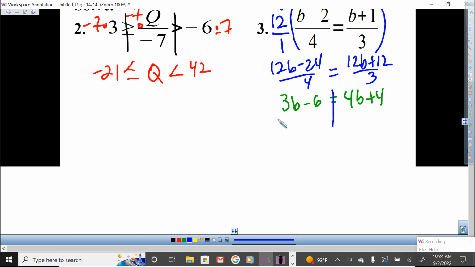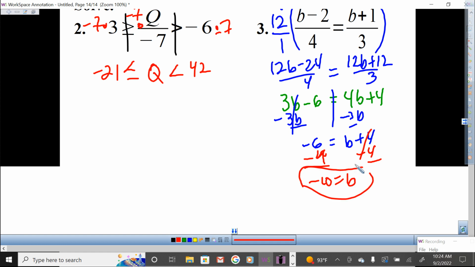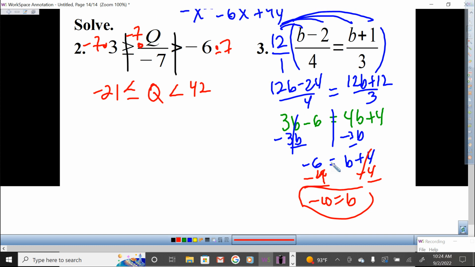All variables to one side, minus 3b minus 3b. Negative 6 equals b plus 4. And last but not least, minus 4 minus 4. Negative 10 equals b. Woo! Piece of cake. Let's go.